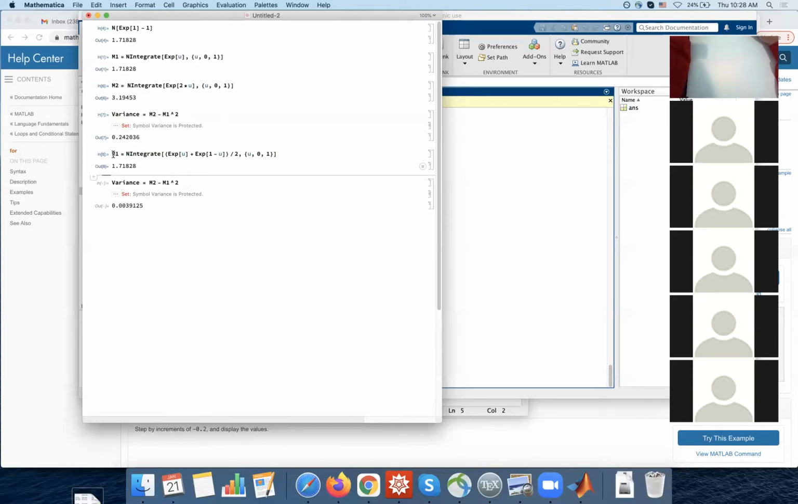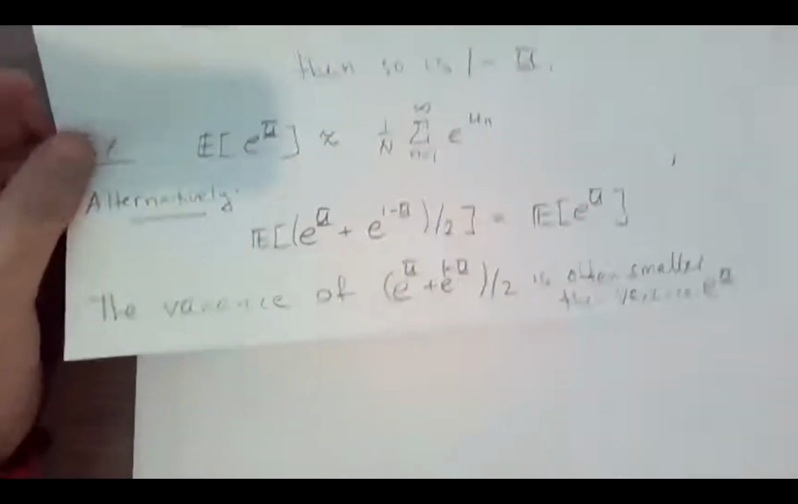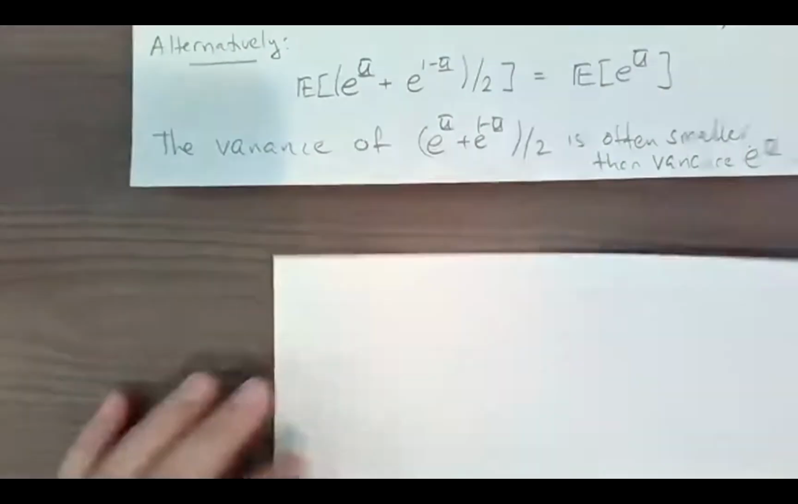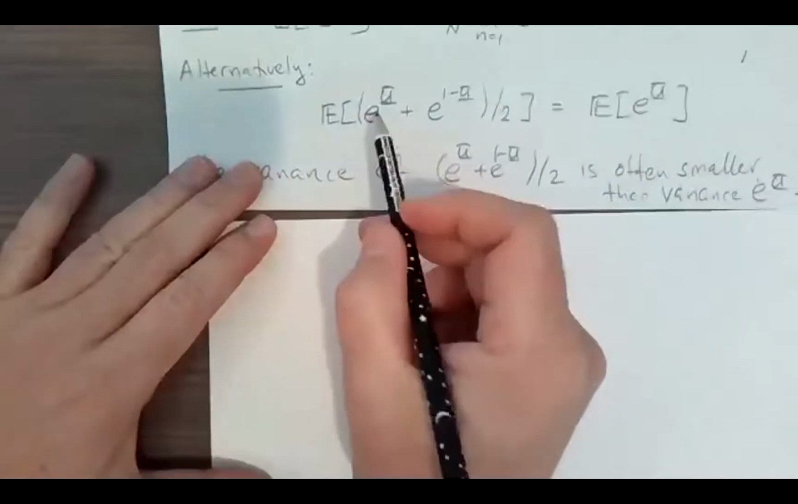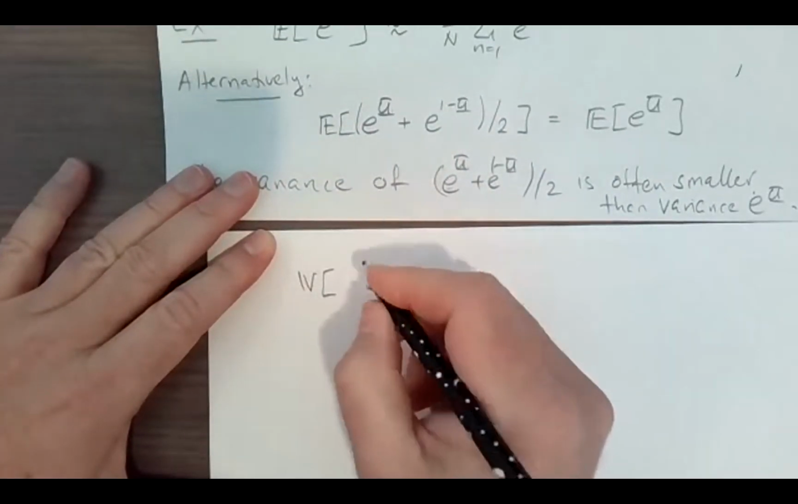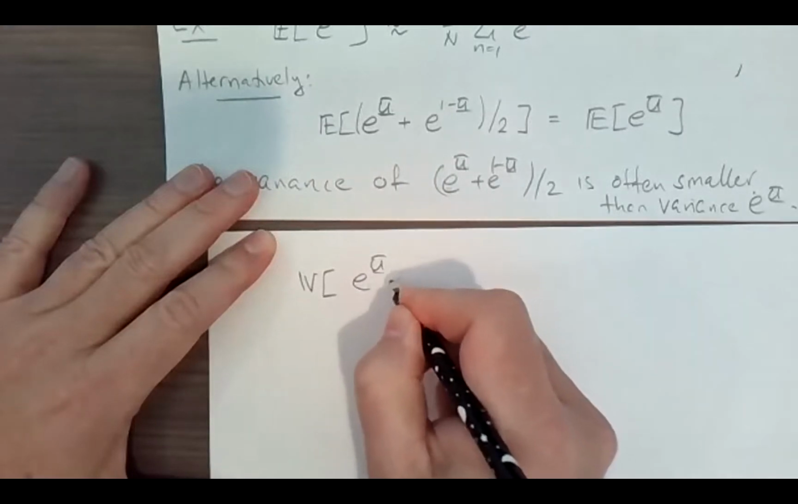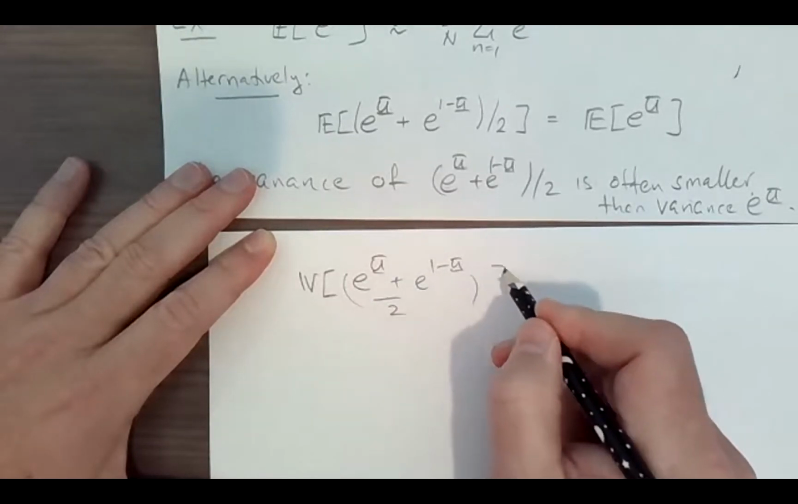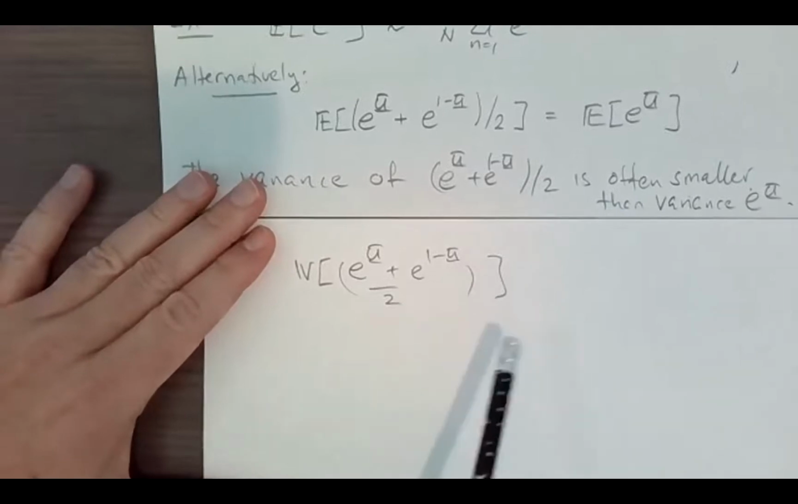But the difference is going to be that when I compute the second moment, I'm potentially going to get something here that is quite different. So I'll have to integrate to get the second moment out. So let's just write that on a piece of paper to make sure we get it right. I'm also interested in the variance. So to get the variance of this object, e to the u plus e to the 1 minus u divided by 2, I'll have to compute the second moment of it.